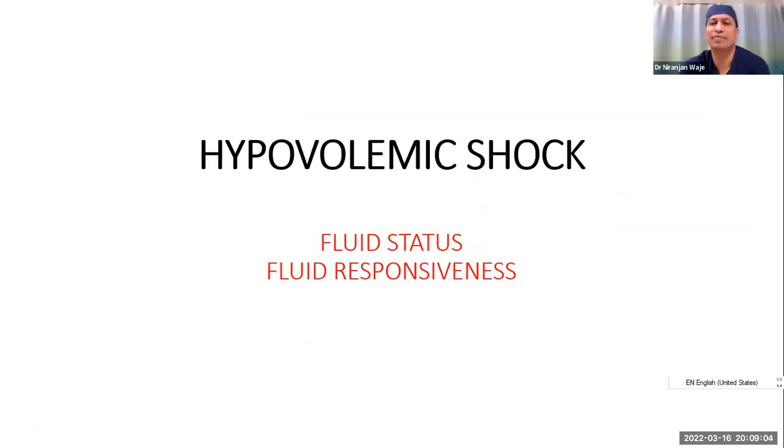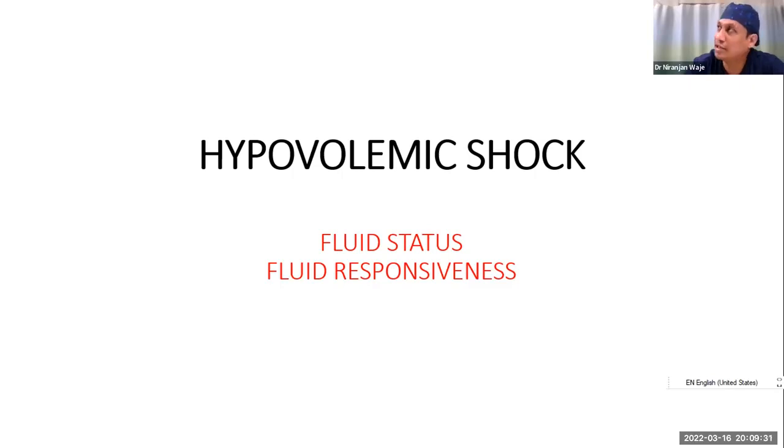The next situation is hypovolemic shock. There are two terms that are important to understand now: fluid status and fluid responsiveness. Fluid status means the total amount of fluid content in the central vascular system. Fluid responsiveness tells us precisely whether, if you administer fluid to a patient, they will respond. If you administer fluid and the stroke volume increases by 15%, the patient is fluid responsive.